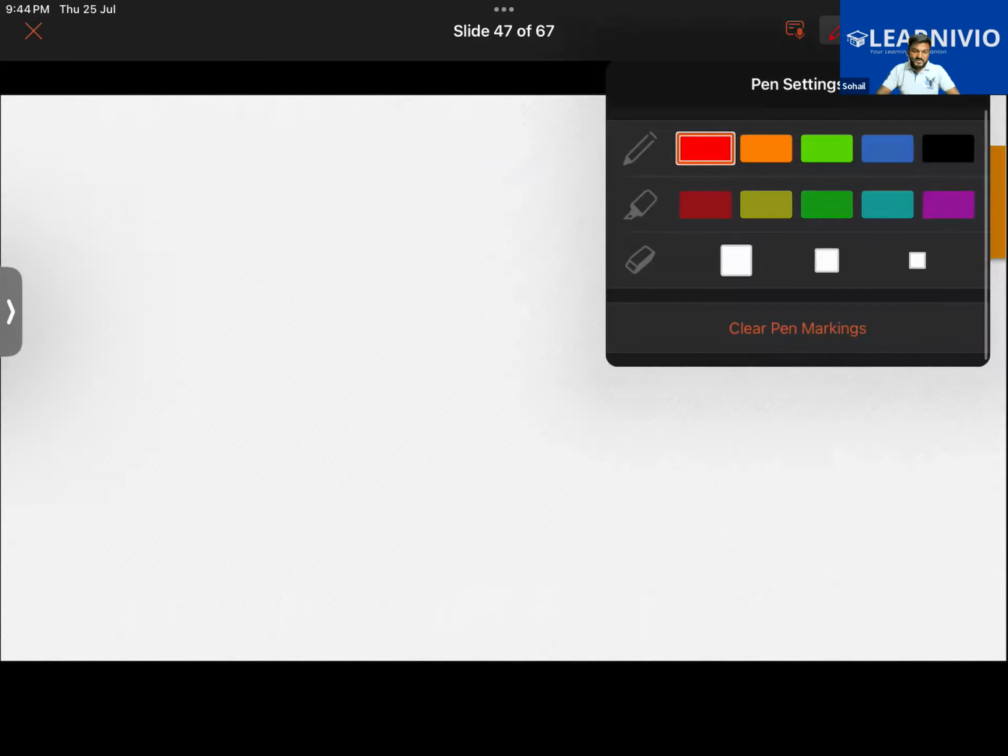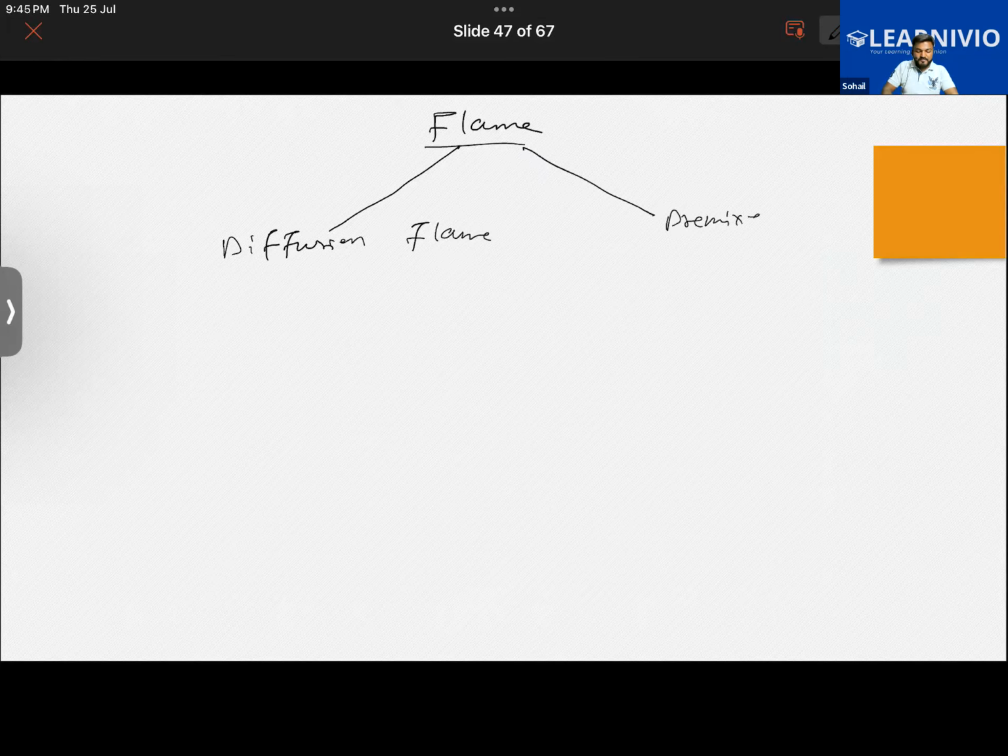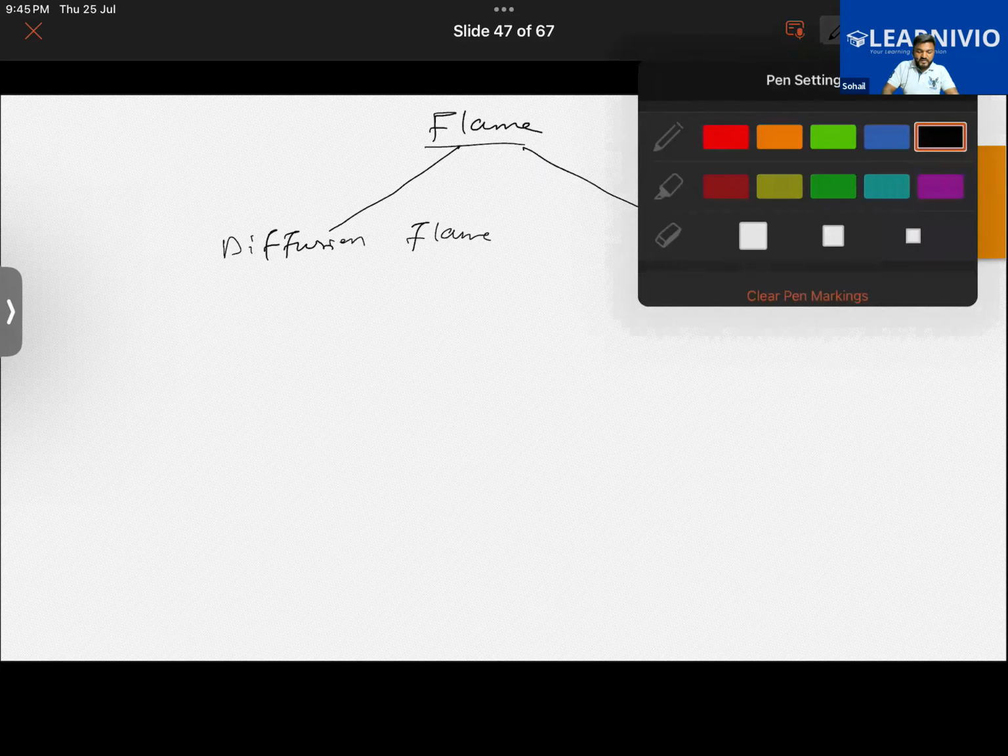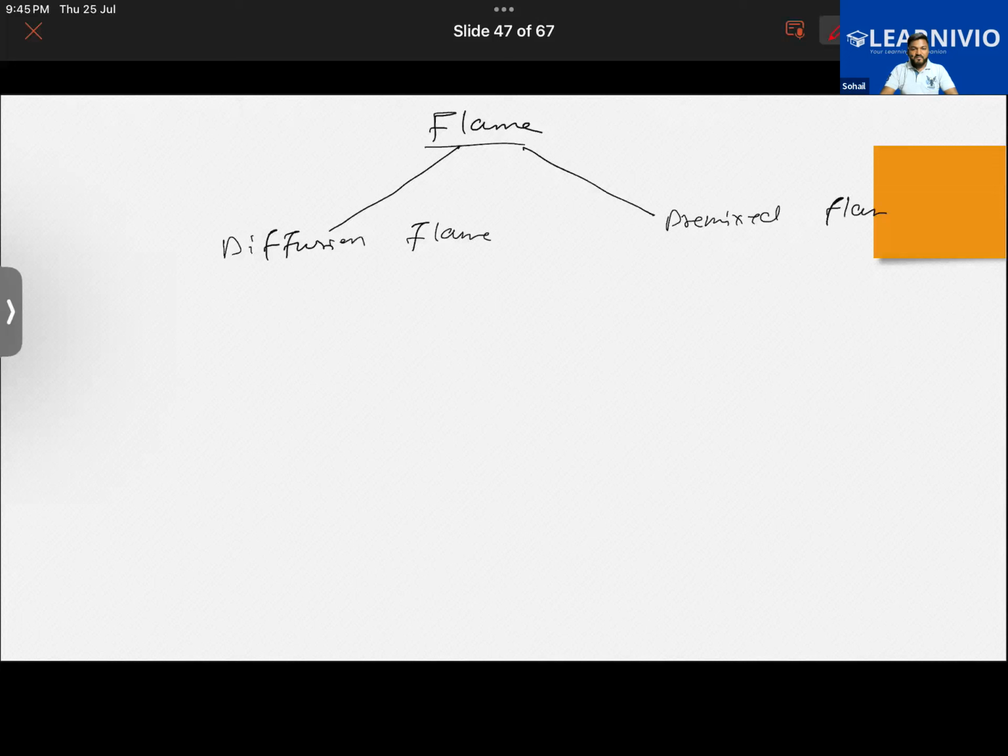But before we move on, we have got another thing to discuss. Flames have been classified into two types. Right now, we have learned about the different zones of a flame, but flames have been classified into two types. One is a diffusion flame. Another type of flame is a pre-mixed flame. In the case of diffusion flame, we have the example of candle flames. The one that you have learned, the candle flame, is an example of a diffusion flame, right?